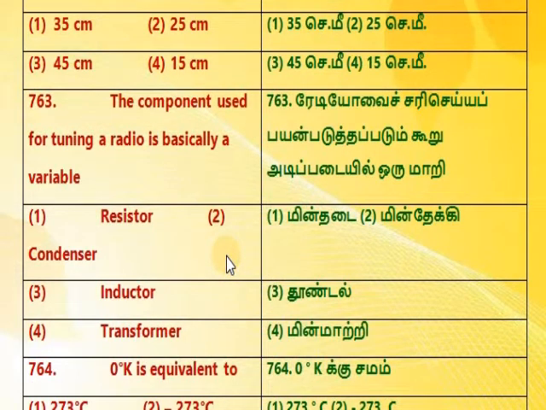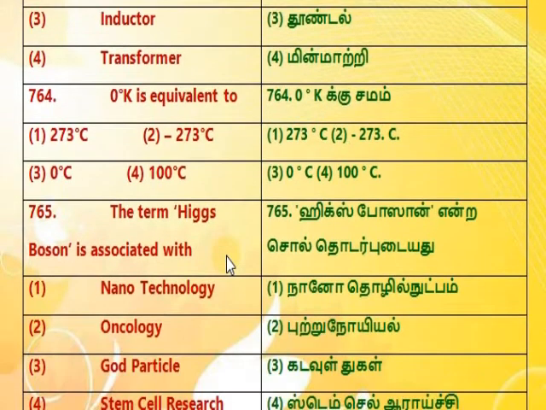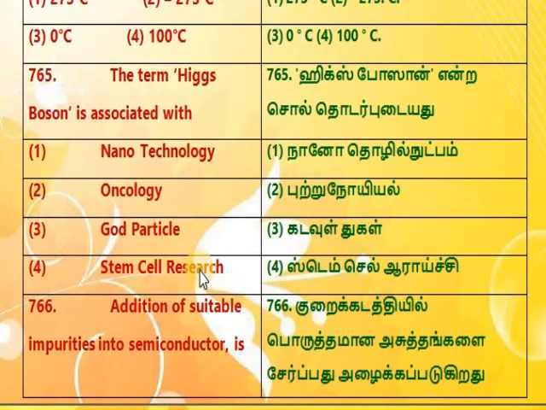763. The component used for tuning a radio is basically a variable 1. Resistor, 2. Condenser, 3. Inductor, 4. Transformer. 764. 0 degrees Kelvin is equivalent to 1. -273 degrees Celsius, 2. 273 degrees Celsius, 3. 0 degrees Celsius, 4. 100 degrees Celsius. 765. The term Higgs boson is associated with 1. Nanotechnology, 2. Oncology, 3. God particle, 4. Stem cell research.